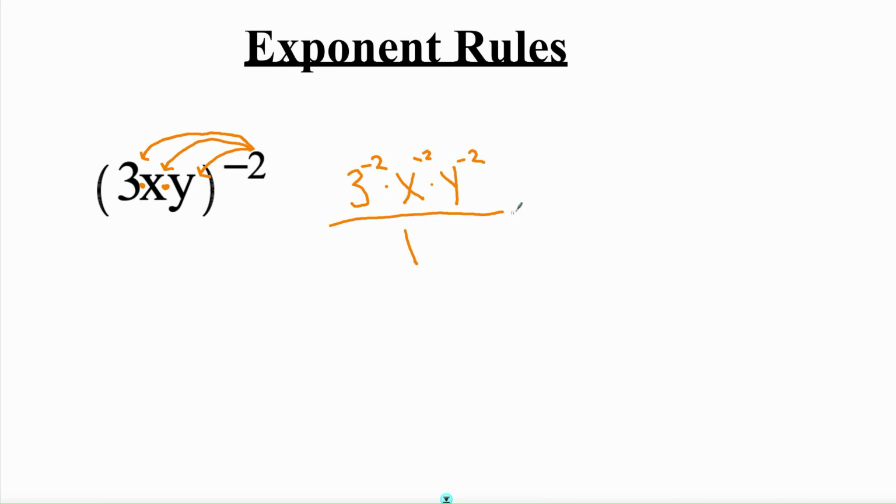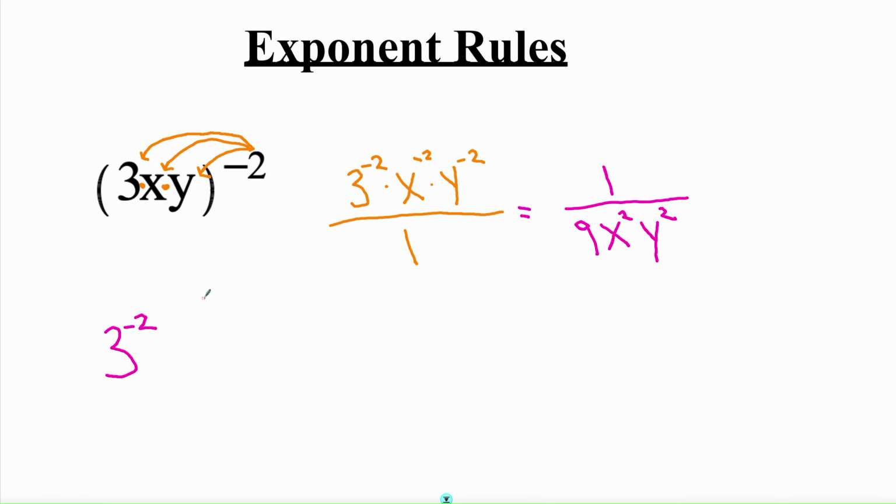So 3 to the -2 has a negative exponent, so I need to make that 3 to the +2 by moving it in the denominator. X to the -2, I need to move that, make it x to the +2. Y to the -2, I need to move that as well. So it's really important that you put a 1 in the numerator so that it's clear all of these are in the denominator. So the only thing I could change here is I could make 3 squared a 9. And that is complete.